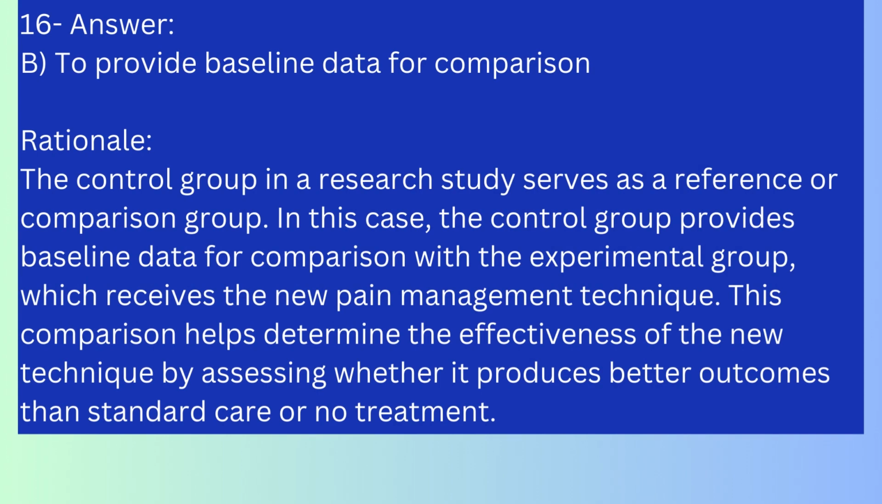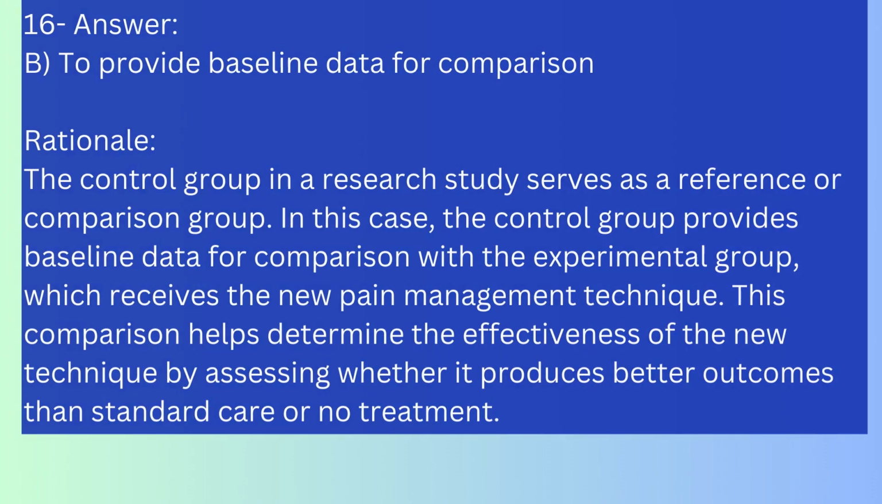Rationale. The control group in a research study serves as a reference or comparison group. In this case, the control group provides baseline data for comparison with the experimental group, which receives the new pain management technique. This comparison helps determine the effectiveness of the new technique by assessing whether it produces better outcomes than standard care or no treatment.